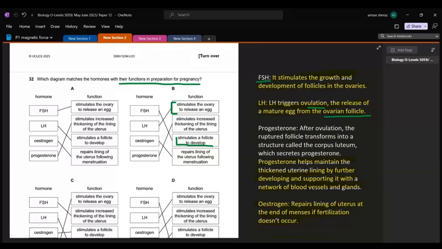Progesterone helps maintain the thickened uterine lining by further developing and supporting it with a network of blood vessels and glands. So it helps maintain the thickened lining of the uterus so that the embryo can fit inside. So B is the correct option.